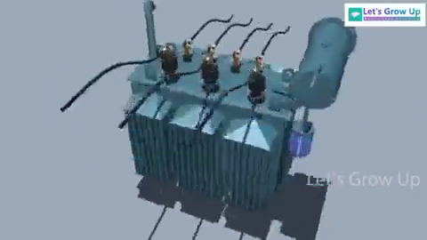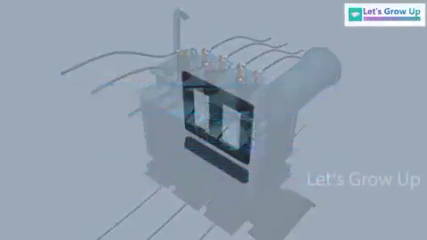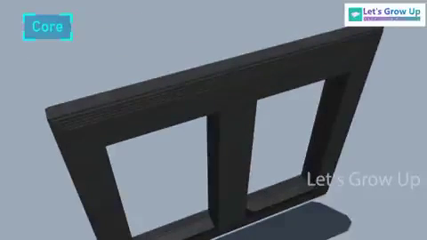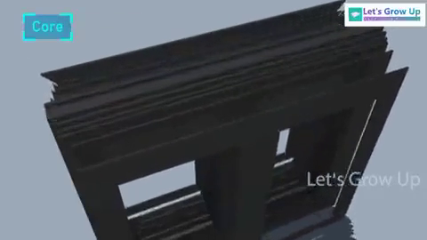Today, this video is going to explain the working function of the transformer. Let's start with the main parts of the transformer. The core is the main part, and it is called the heart of the transformer. The core is made up of iron or silicon steel or ferromagnetic materials. It is thin metal strips and laminations insulated by a coat of varnish or paper.